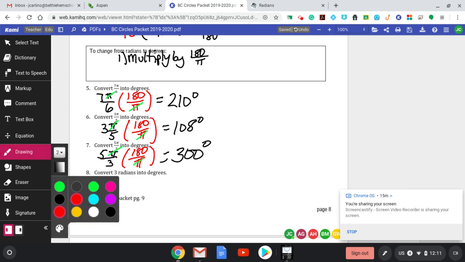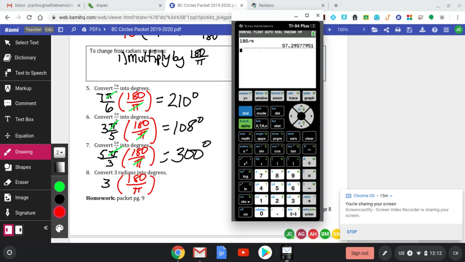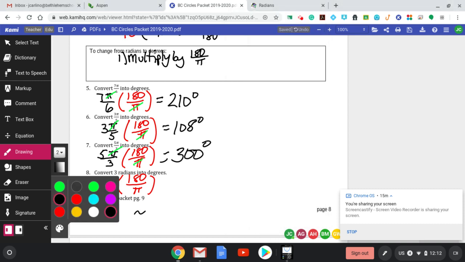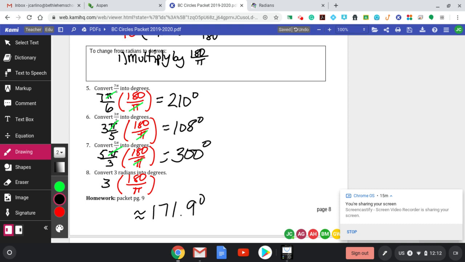I'm still going to multiply it by 180 over pi. All right, guess what? It's not going to cancel out. The pi is not going to cancel out here. So I just go to my calculator, 3 times 180 over pi. So 3 times alpha window, 180, get our pi button there. And there you go. I'll round to the nearest tenth here. So it ends up being about 171.9 degrees. Okay. So if there's no pi with it, don't put it there.